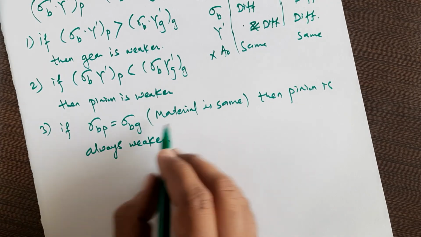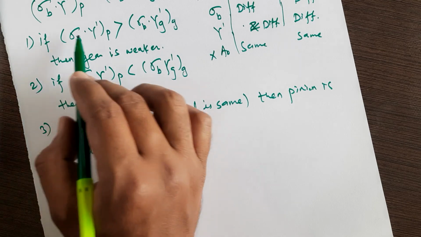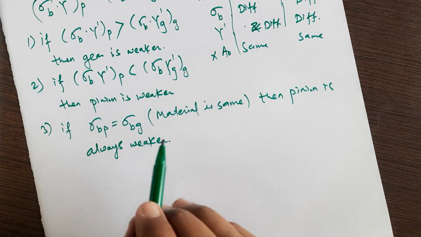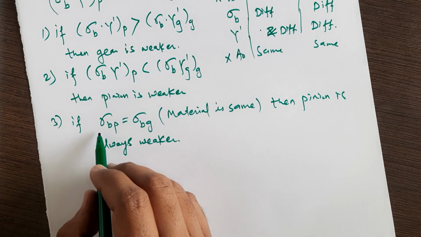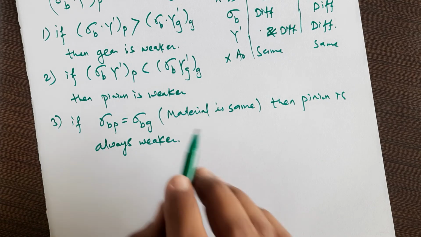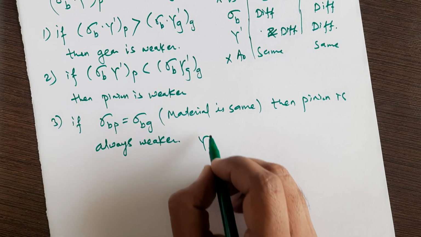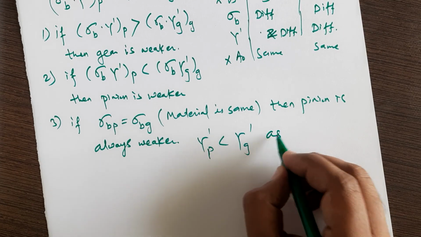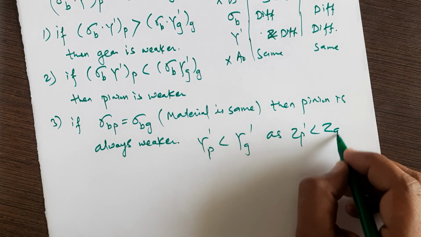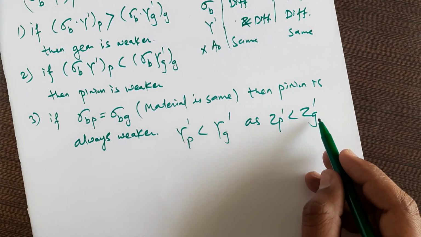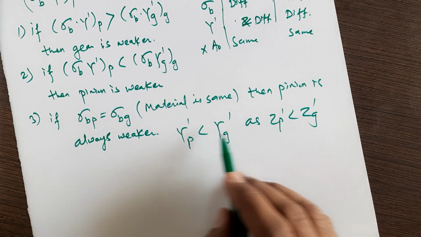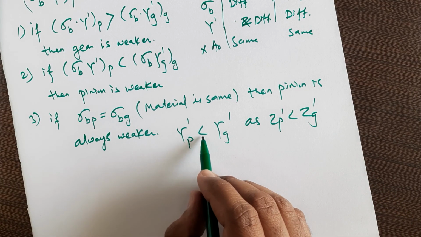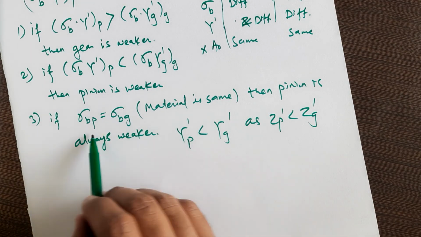If the material for the gear and pinion is the same, there is no need to calculate sigma B into y dash or sigma bg into yg dash. You can directly conclude that if the material is the same, then the pinion is always weaker, because yp dash is always less than yg dash, as zp dash is always less than zg dash. The number of teeth on the pinion is always less than on the gear. So yp depends on zp, yg depends on zg, and yp dash is always less than yg dash. In this case the pinion will always be weaker.